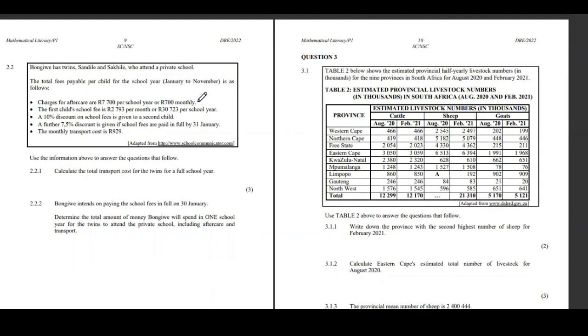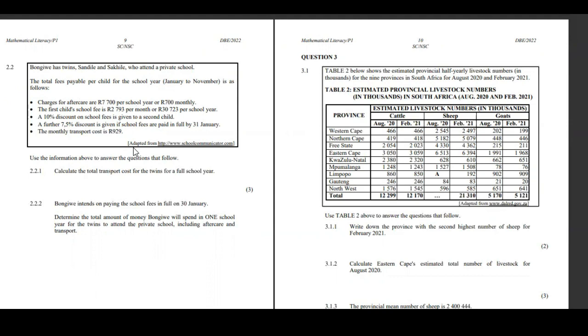They never said for each child, so we shall leave it the way it is. All right, then we go to where the total fees payable per child for the school year is as follows. Okay, this is per child. Okay, we shall do the.